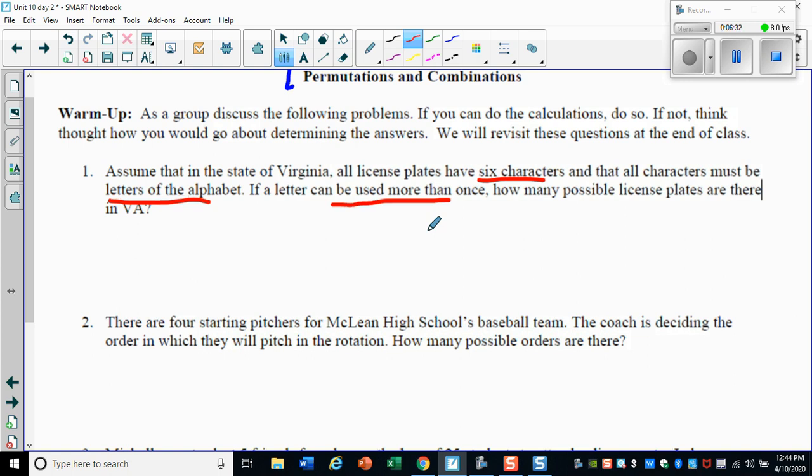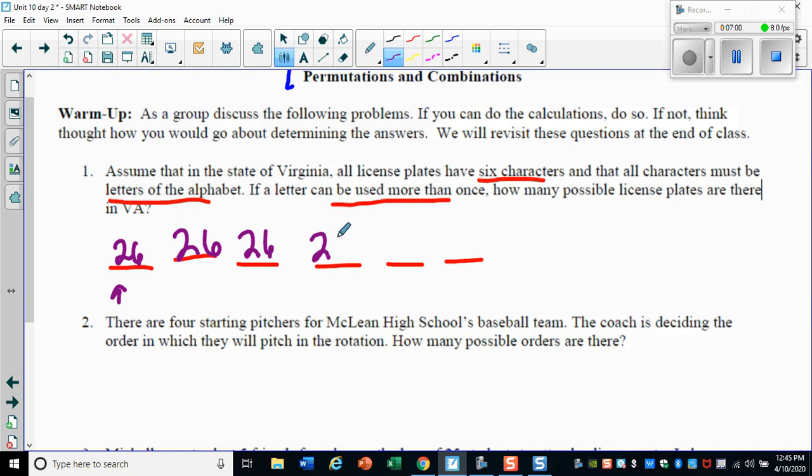Okay, this is not permutations. This is not combinations. The reason for this is because I don't have a total group of objects and only picking some of them. This one is your fundamental counting principle because think about this. I have 6 characters and they all must be letters of the alphabet. Well, the letters of my alphabet, how many do I have to choose from? Well, on my first one, there's 26 letters in my alphabet. Second one, 26, because it doesn't say you can't repeat them. So I can use any letter of the alphabet in any of the 6 positions. Okay, so it's going to be 26 to the 6th power.